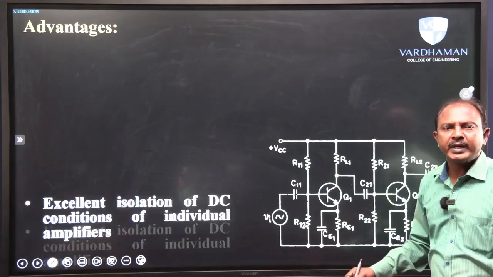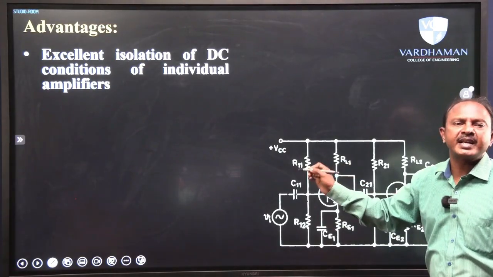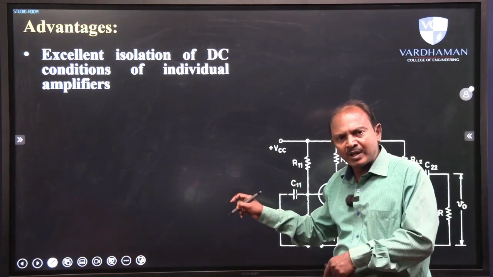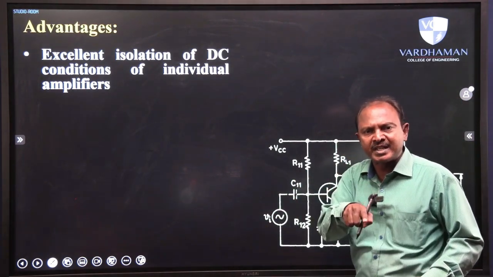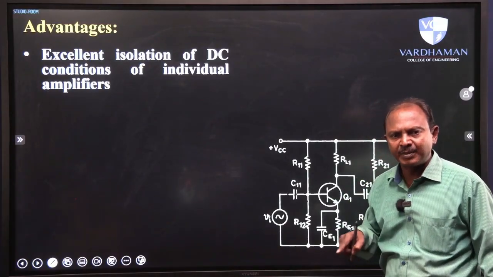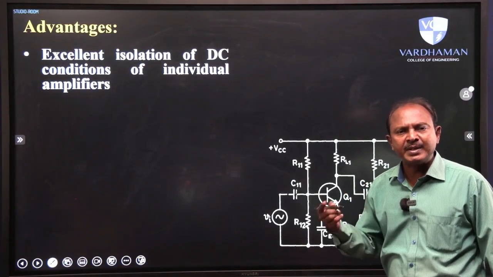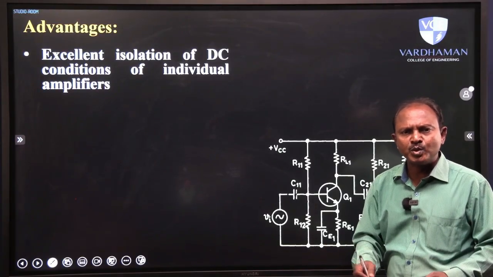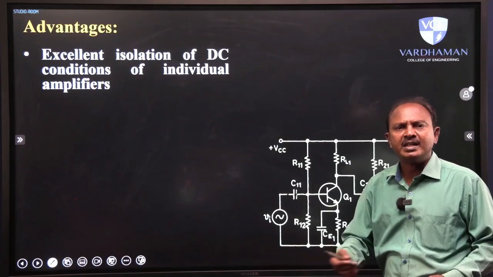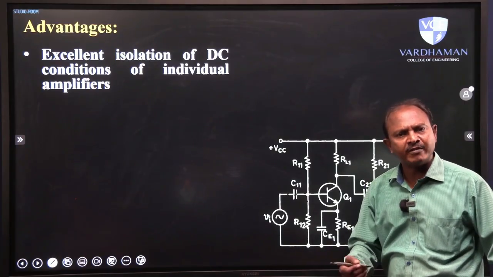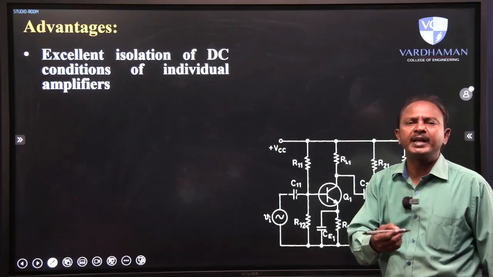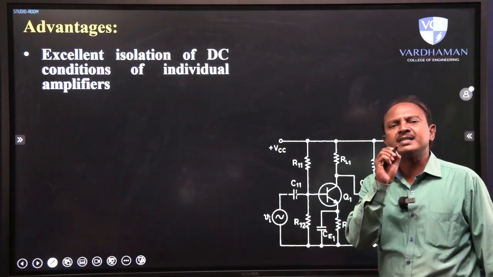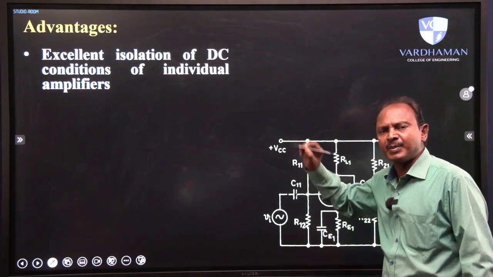Now here also, let us discuss the merits and demerits of this scheme. First of all, the first advantage of this circuit is excellent isolation of DC conditions of individual amplifiers. Exactly the same thing I mentioned as a drawback in the previous case. Because of the direct coupling scheme, there is a mixing of DC conditions from stage 1 to stage 2, stage 2 to stage 3 and so on, which leads to operating point instability in direct coupled amplifiers. Exactly that problem is targeted in this coupling scheme.